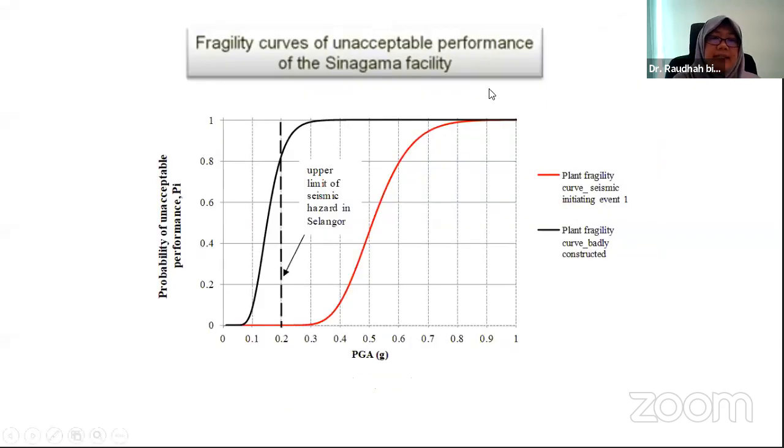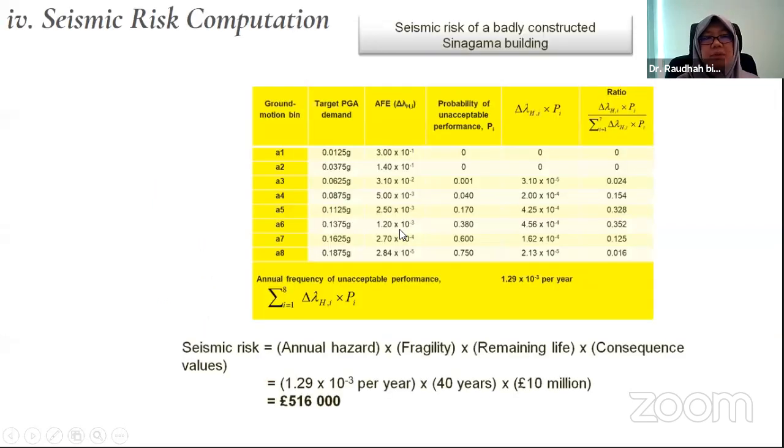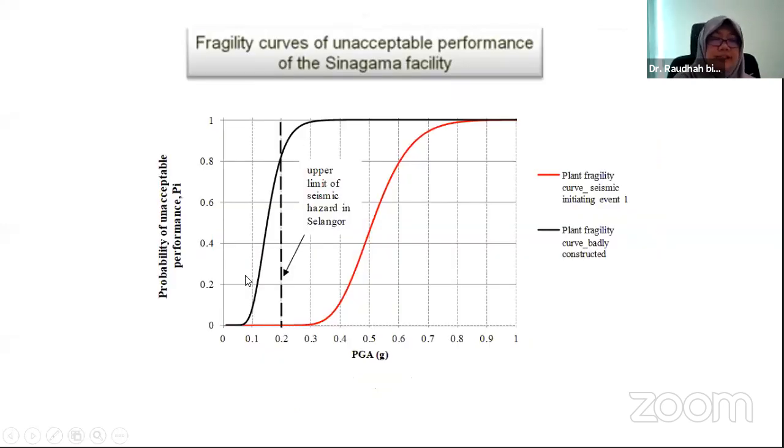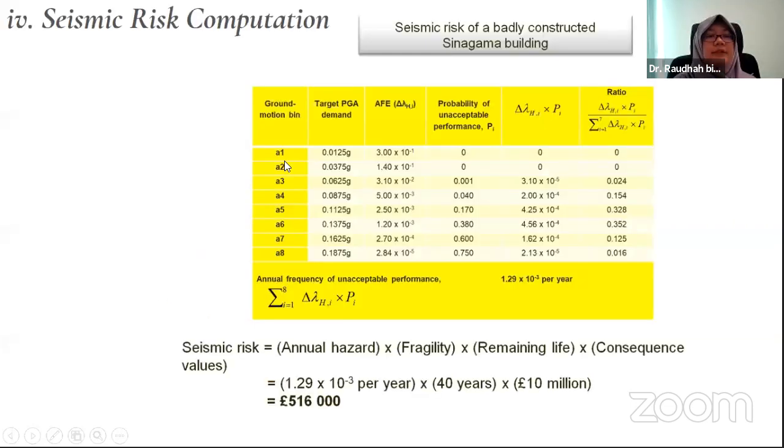If I don't make it badly, meaning there's no risk at all. But if there's no risk, if you compute the risk, the value is 0. Okay, so this is an exercise to compute seismic risk. From the fragility curve that we obtained, we will further calculate seismic risk.